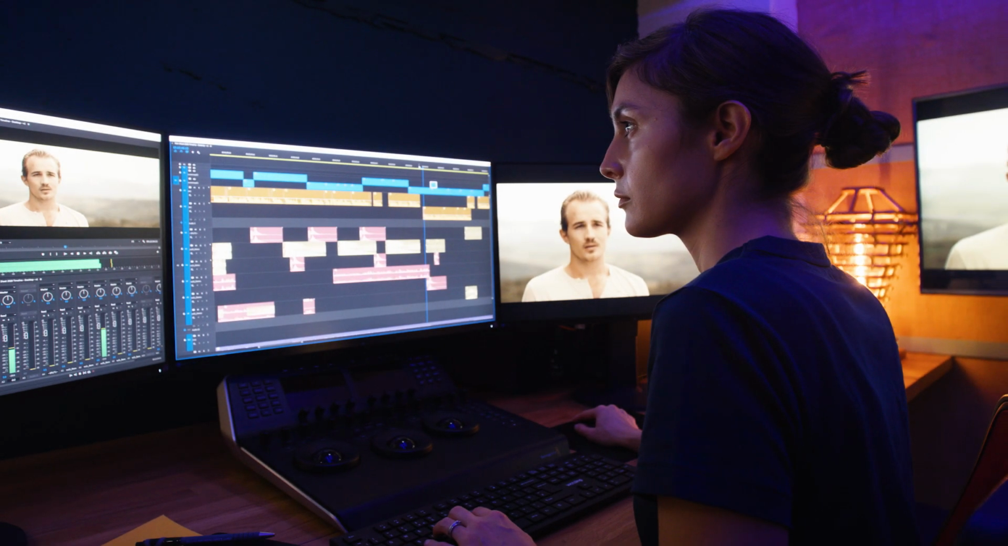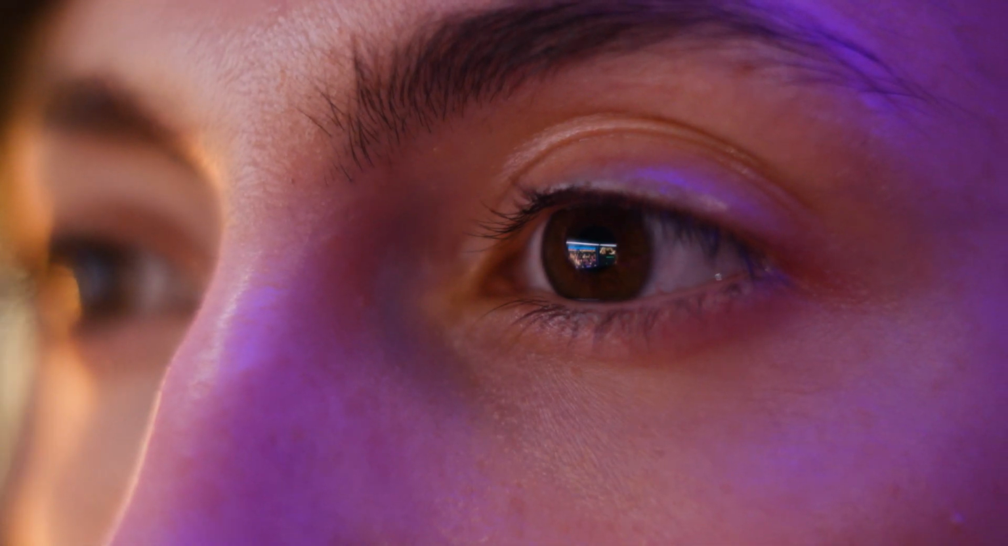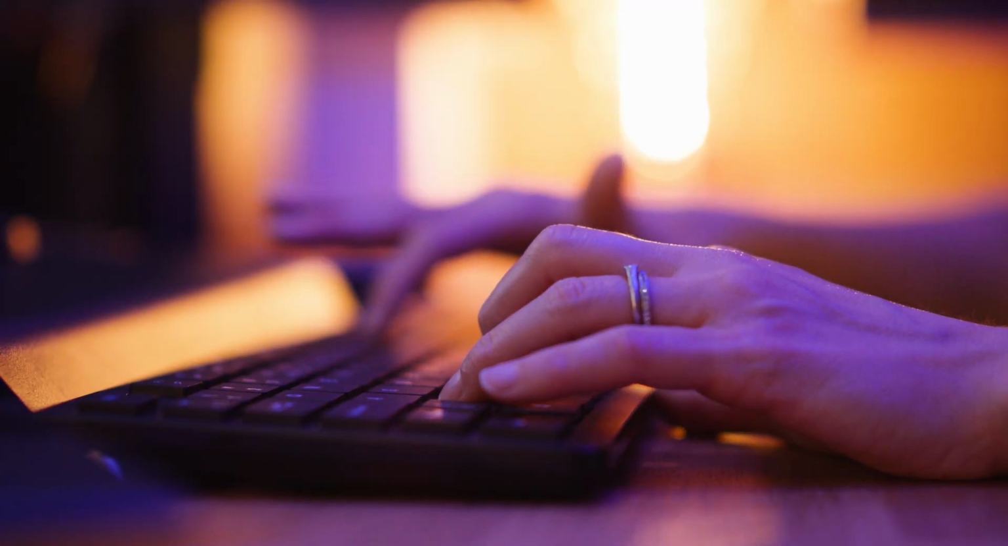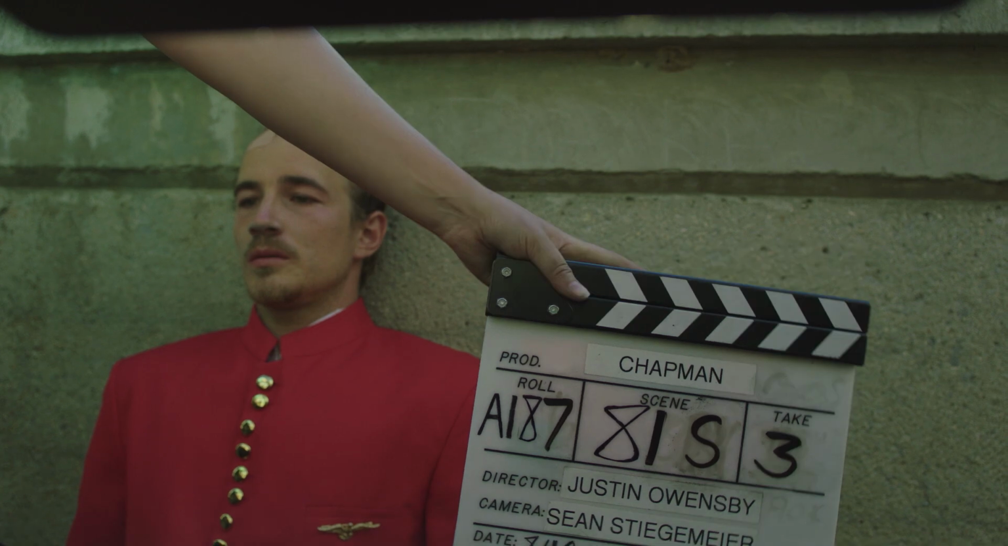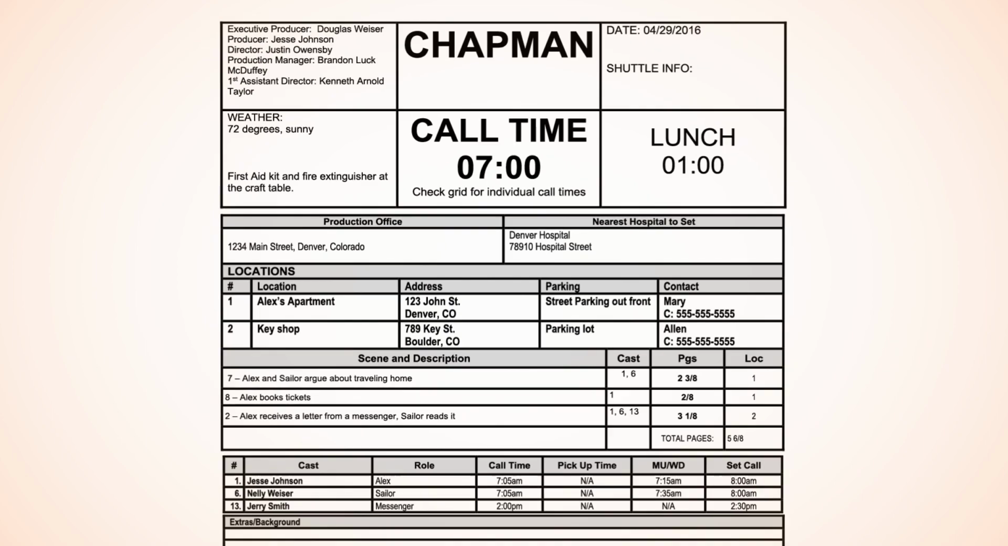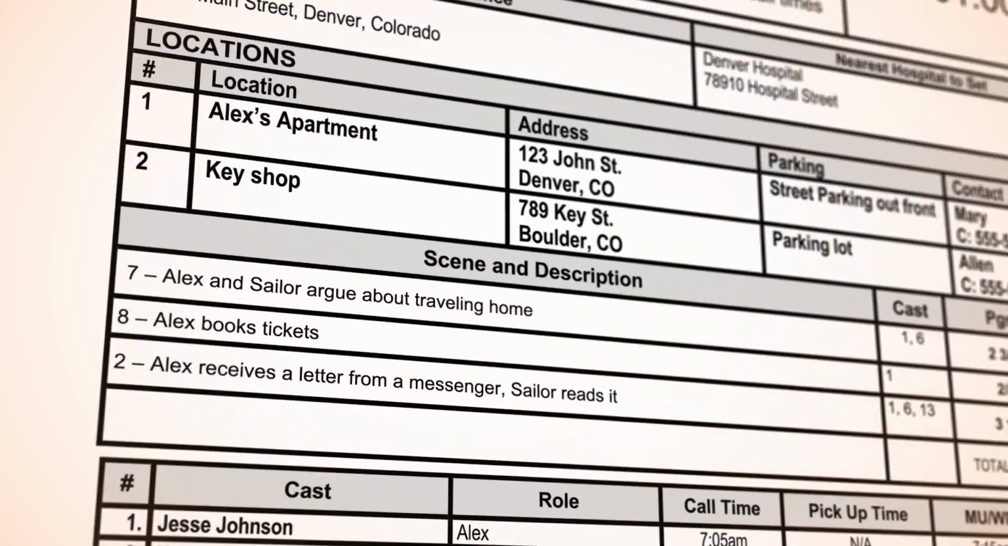If you're an editor, chances are that you spend most of your time staring at timelines, cutting, trimming, and trying to make sense of all the footage dumped onto your hard drive. But great editing doesn't start in the edit bay, it starts on set. If you don't understand how a scene is shot, you're flying blind when it comes time to cut.